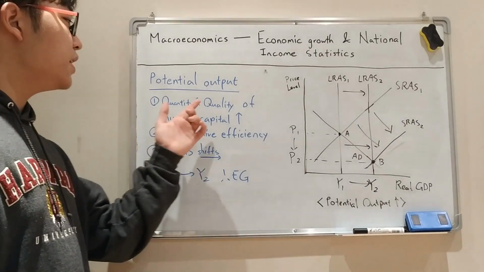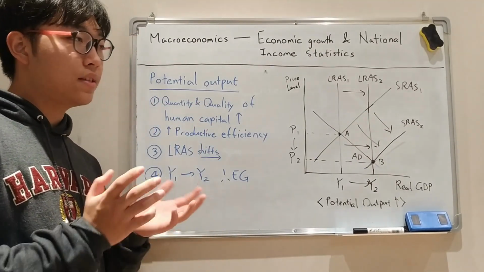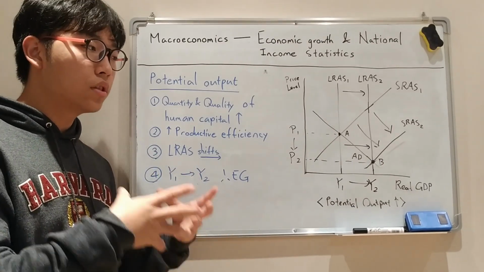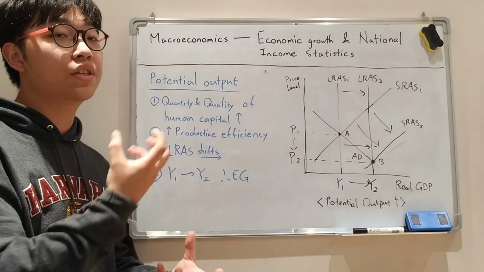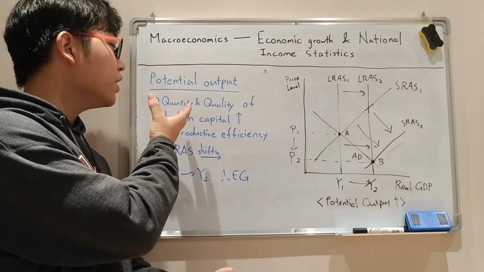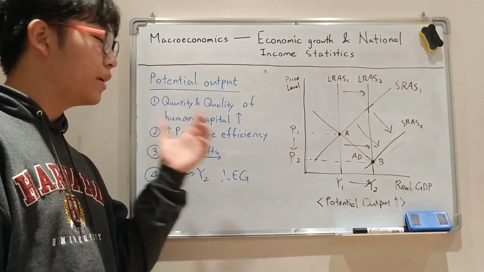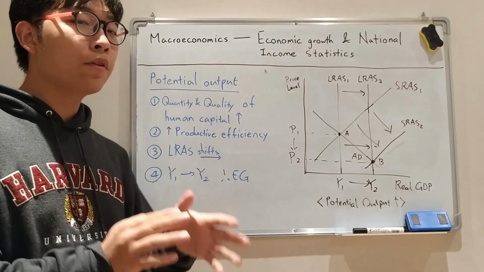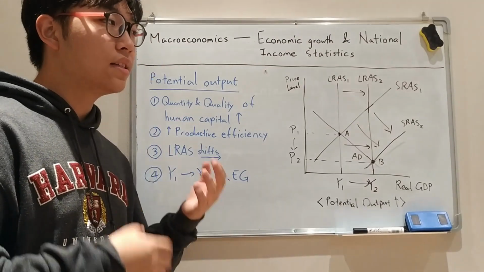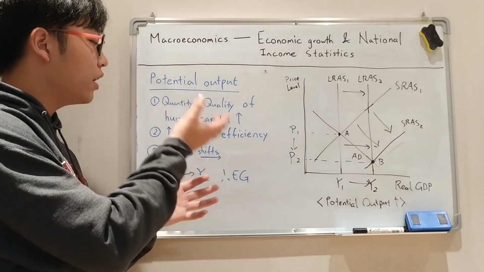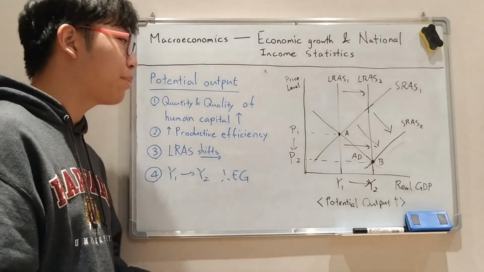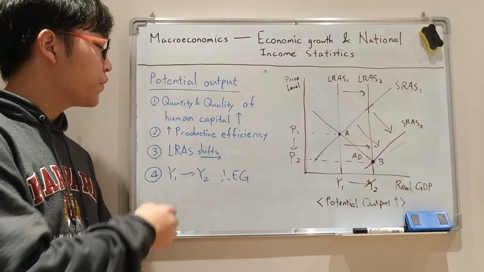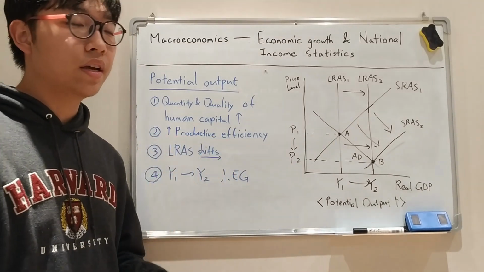First of all, the quantity and quality of human capital would increase. Now let's think about that. These laborers are coming into the economy, so the economy is introduced to new skilled labor, and that is an increase in the quantity of human capital. At the same time, the quality of the human capital increases because the people that are coming in are actually very skilled, and skill is a higher quality of human capital. So the quantity and quality of the human capital increases. When this occurs, the productive efficiency would rise.